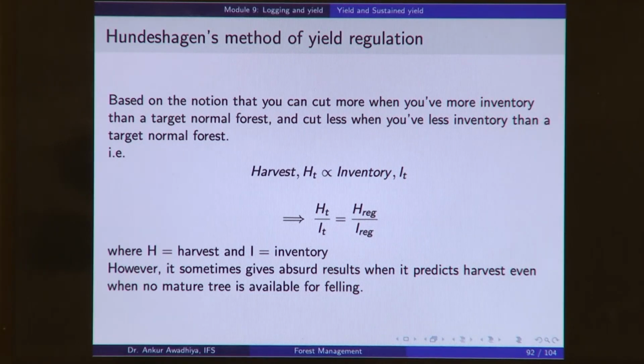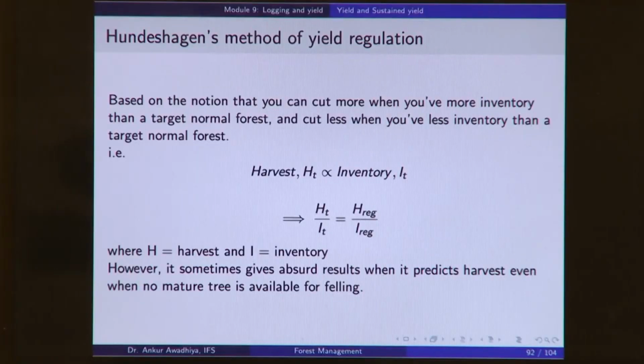Now, if you know what a normal forest is, or how an ideal forest should look like, if you know the total volume of timber that you have in an ideal forest, and then you compute the amount of timber that is there in your forest, and there are any discrepancies, then you should do more harvesting if your total inventory is greater than the ideal stage. You should do less harvesting if your total inventory is less than the ideal state.